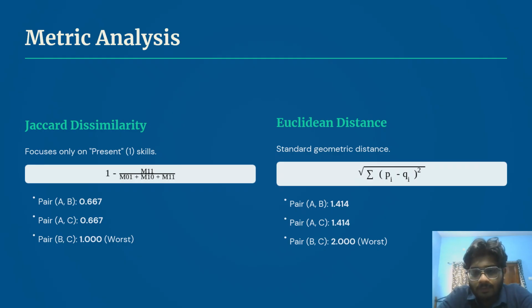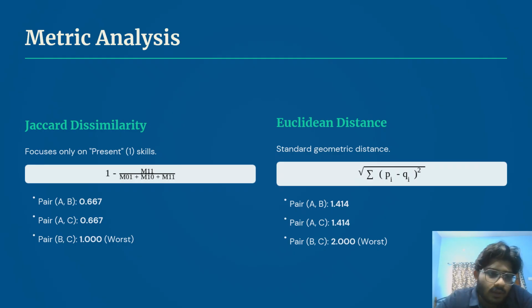Now there are two ways we can do this: Jaccard dissimilarity and Euclidean distance. The first focuses on present skills, and the second one is the standard geometric distance. So when we put the values of the pairs in the formulas, we get pair AB, pair AC, pair BC, and so on. So we have a tie.